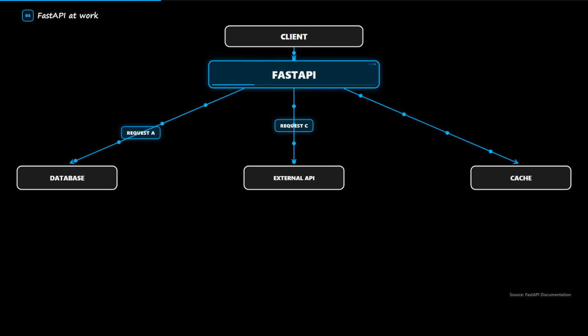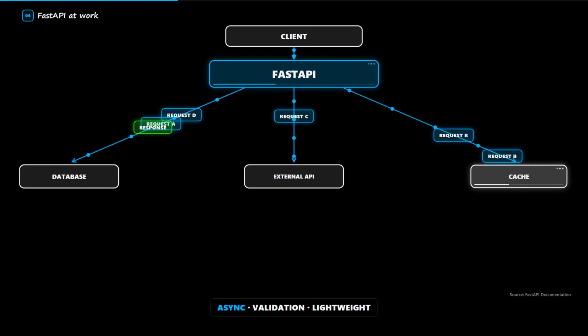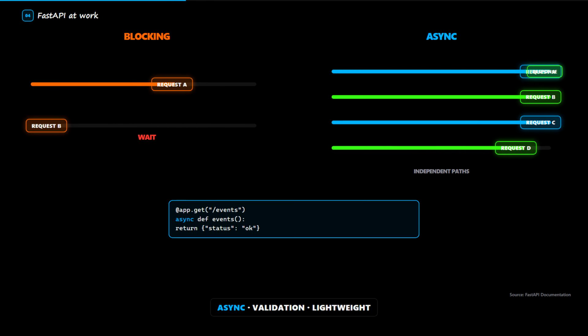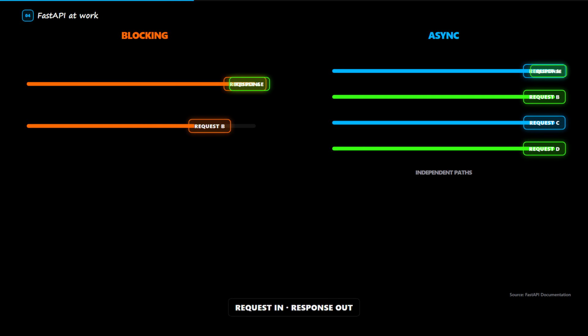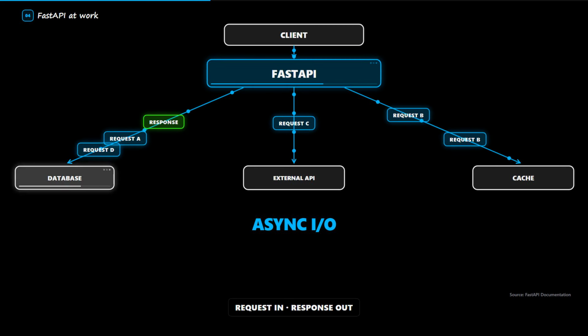FastAPI's strength is simplicity. It was built around modern Python APIs, async and await, automatic validation, and a lightweight architecture. For a service that mostly receives requests, calls databases or external APIs, and returns responses, that model is extremely attractive.